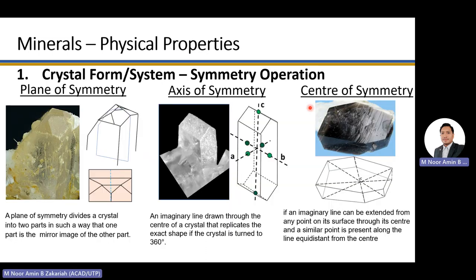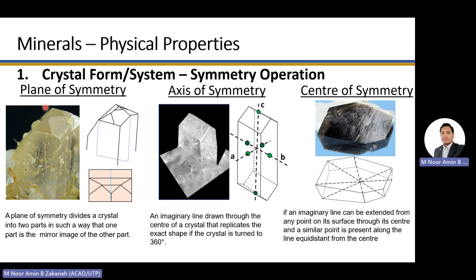But we go with the symmetry operations first. We have three: plane of symmetry, axis of symmetry, and center of symmetry. The symmetry of a mineral crystal refers to the number of ways in which the crystal can be divided into identical parts by a plane, axis or center of symmetry. Symmetry operations are movements or operations that can be performed on a crystal to produce an identical crystal.